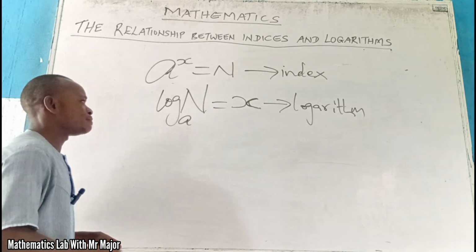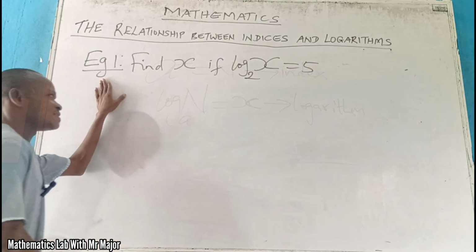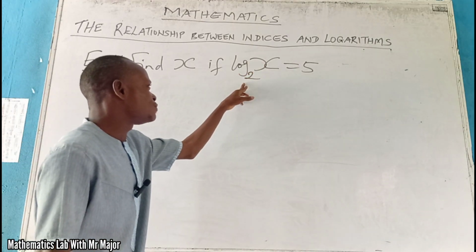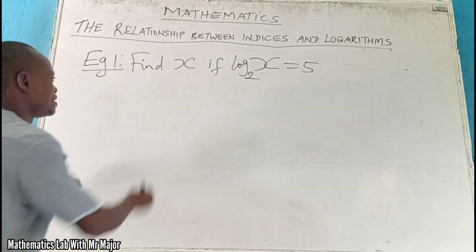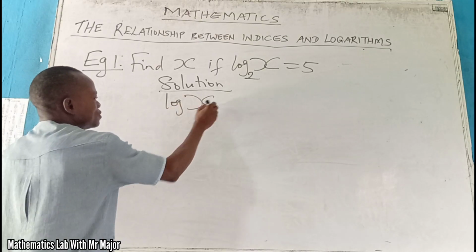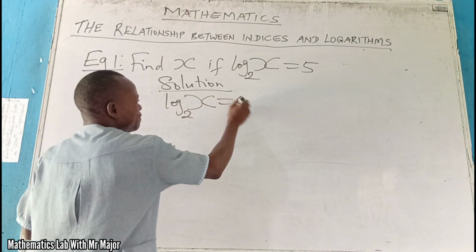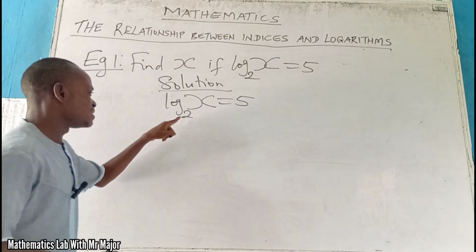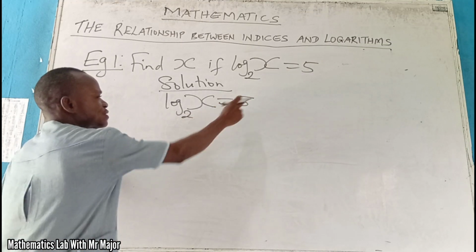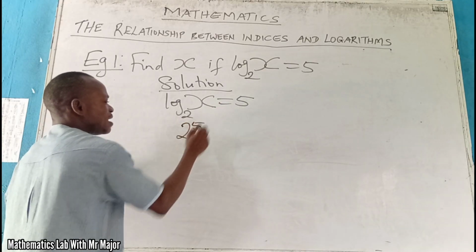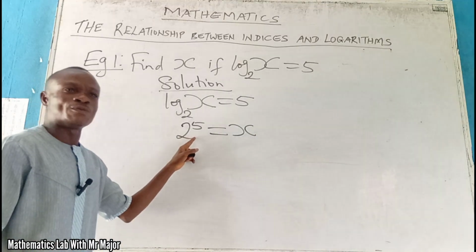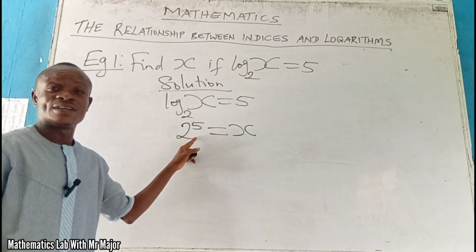I will now look at some examples. Let's solve some few questions based on this. The first example we'll be solving today says that we should find x if log x to the base of 2 is equal to 5. Now, solution: we have log x to the base of 2 equal to 5. We have established earlier that this is the base and this is the power. What that means is that 2 raised to power 5 is equal to x. Now we know that 2 raised to power 5 means 2 multiplying itself 5 times.